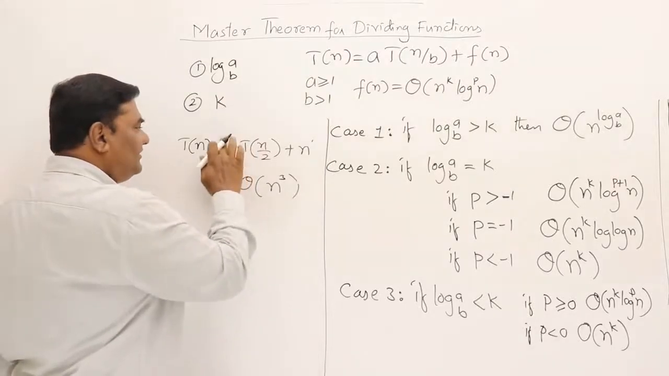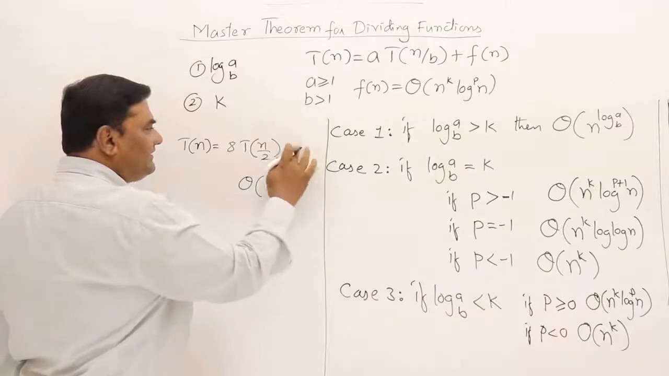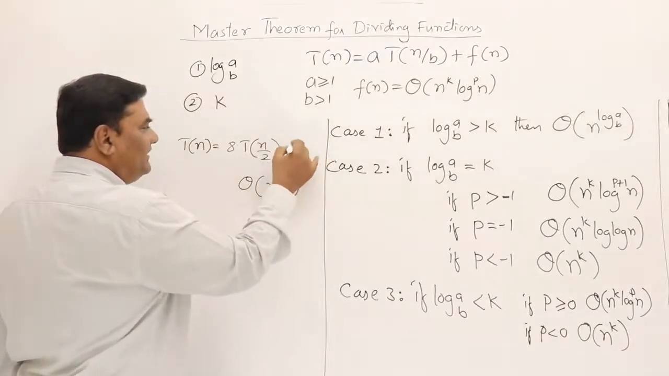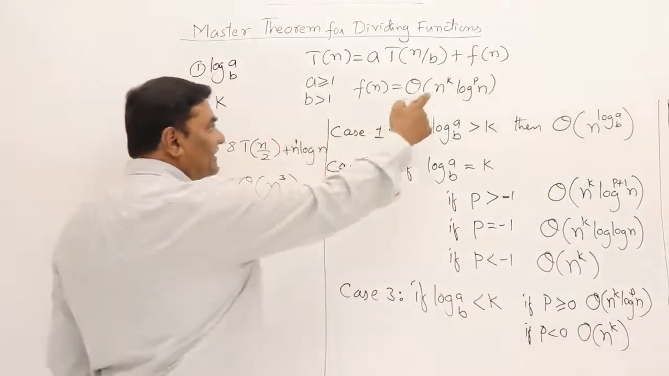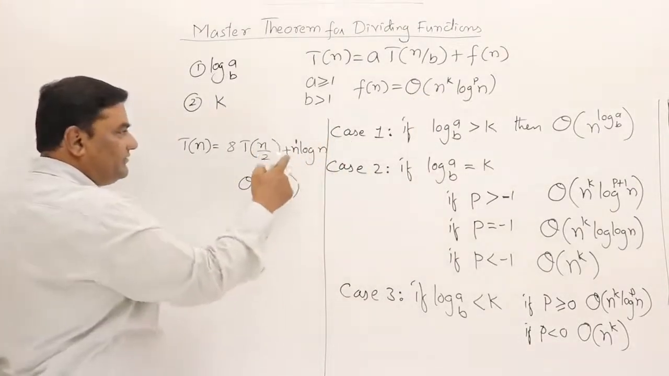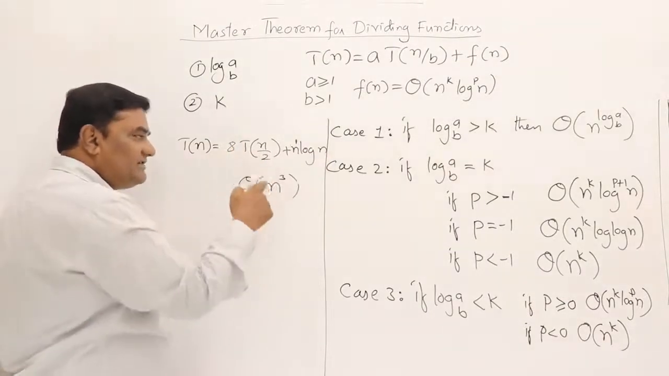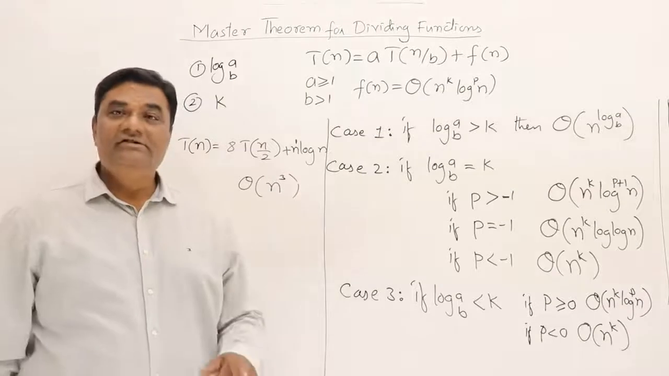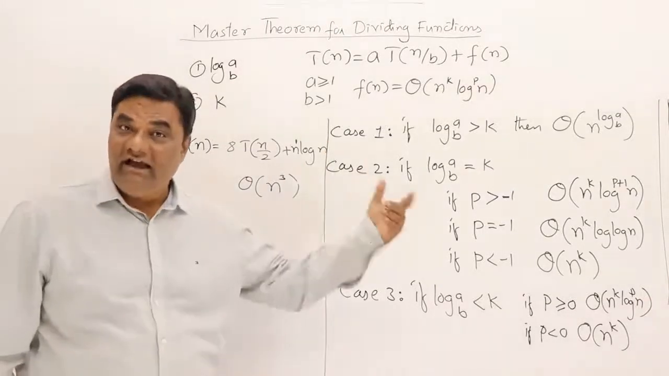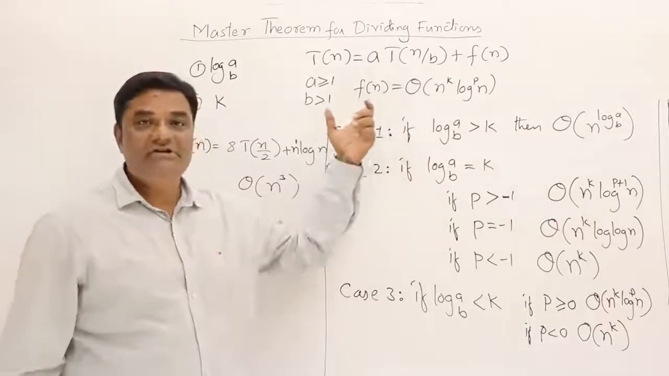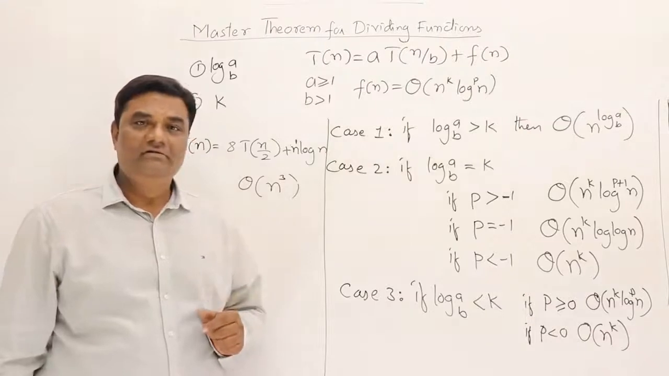If you have 8 here and here it is n log n, just we see power of n, n power k you check. So this is 1, this is log 8 base 2, 3. So this is greater. As long as log a base b is greater than the power of n in function f of n, we take log a base b only.